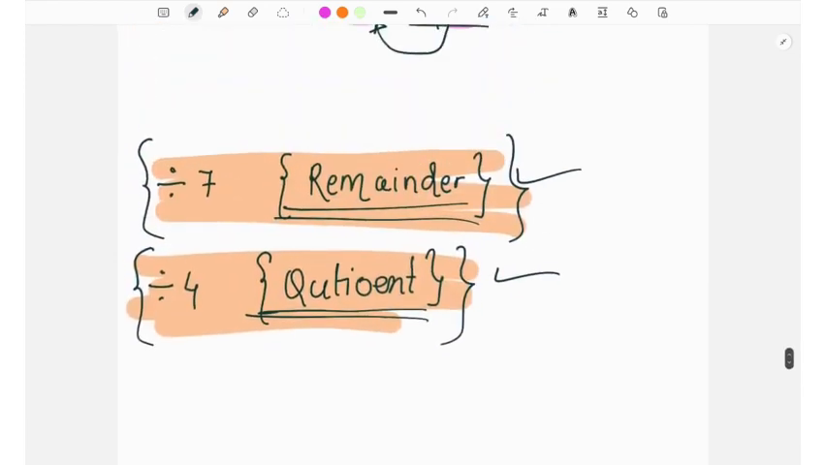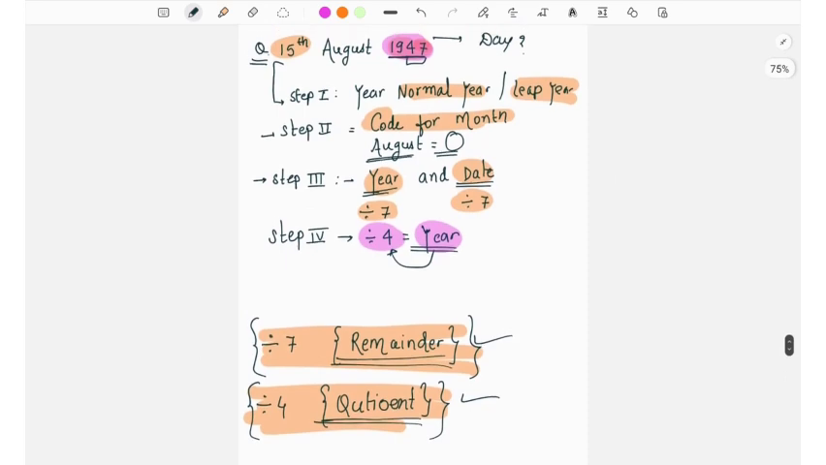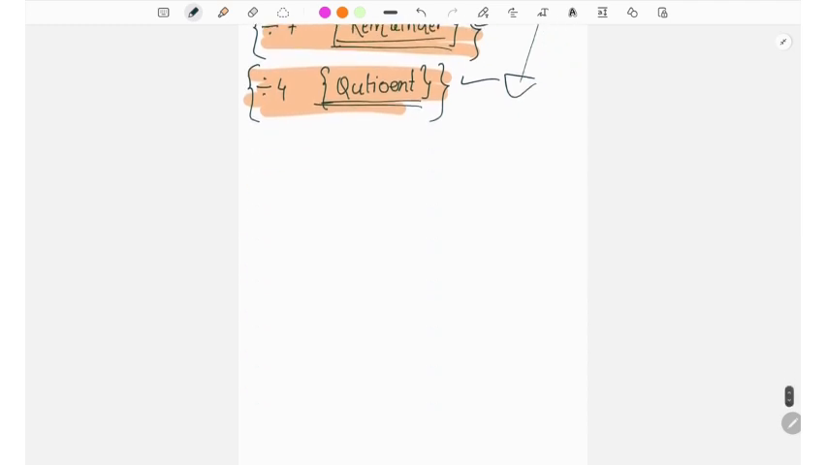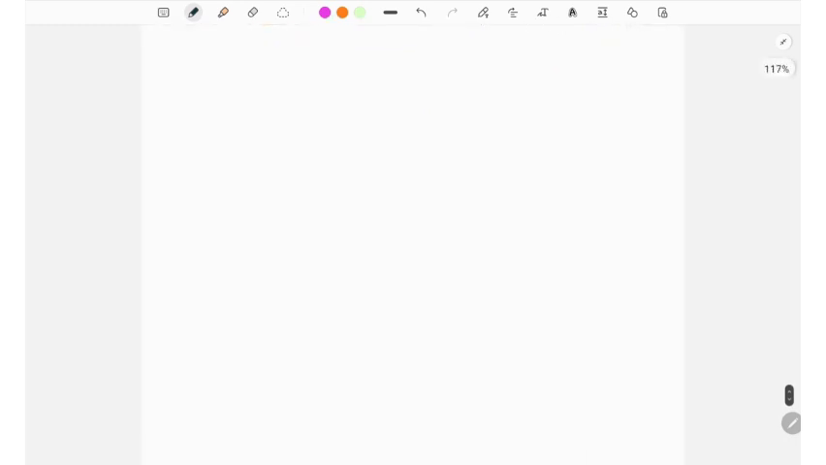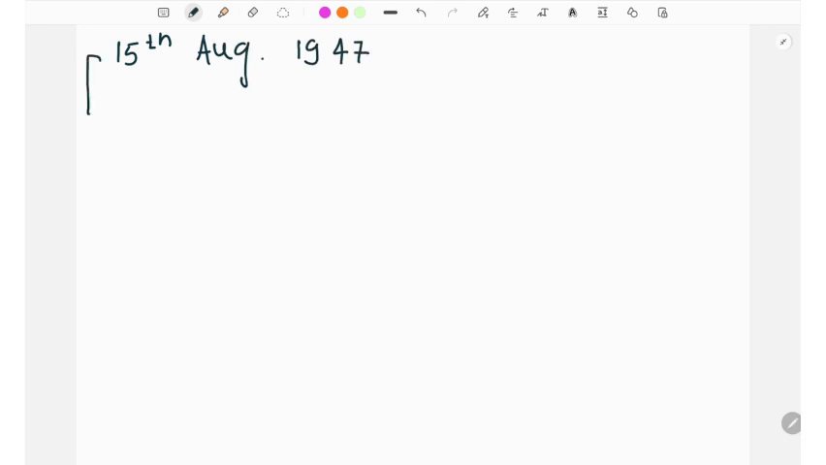These were the few steps that I have discussed with you guys. Just take a screenshot of this. This is very much important. You can consider this to be the flowchart. Now let's solve the question: what was the day on the 15th of August 1947? First of all, what was the first step?